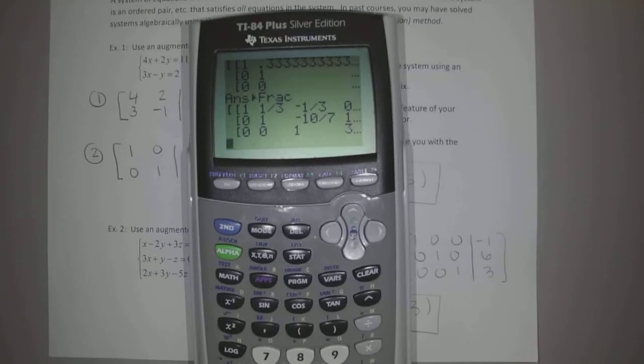So z is 3, so you'd go back up, and this equation would be y minus 10/7 z equals 1, but you'd plug 3 in for z and do the math and find y. And then you get y and z, and then you go back to that top equation, which is x plus 1/3 y minus 1/3 z equals 0, but you'd plug in what you found for y and z, and you could solve for x.